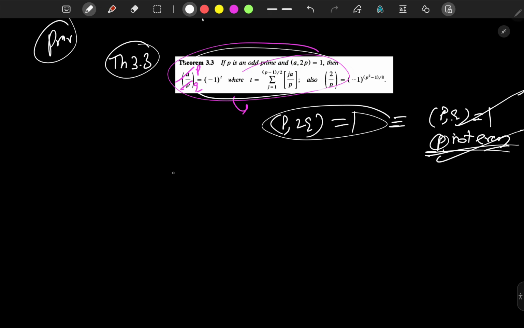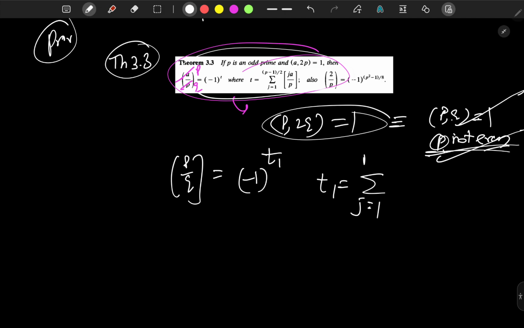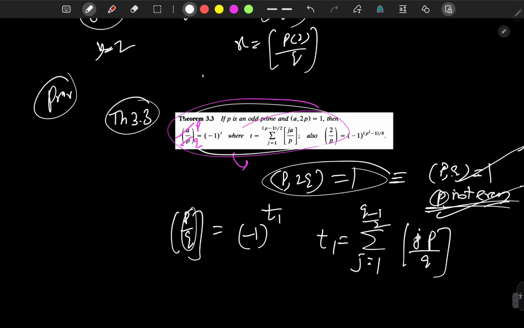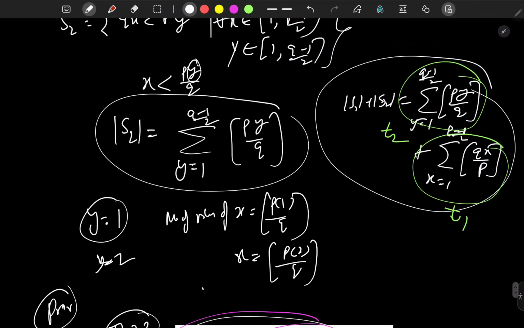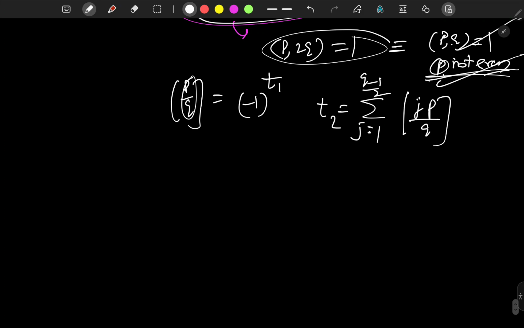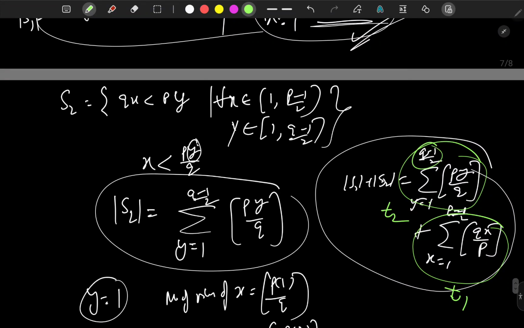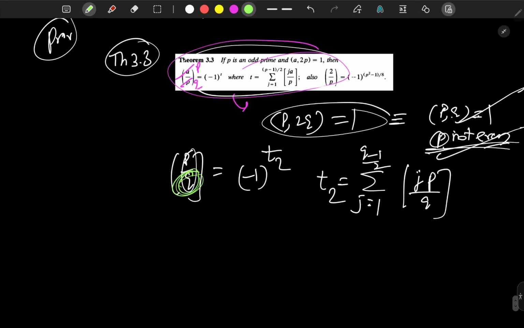So if you apply 3.3 on this, what will happen? (p by q) equals (minus 1) whole power t1, where t1 equals sigma j from 1 to (p minus 1)/2 of j times a by p. A by p means whatever is written, p by q, and q minus 1 by 2. Okay, this is known as t2. Because t2 here runs from 1 to (q minus 1)/2, and whatever the denominator is, p, will be here.